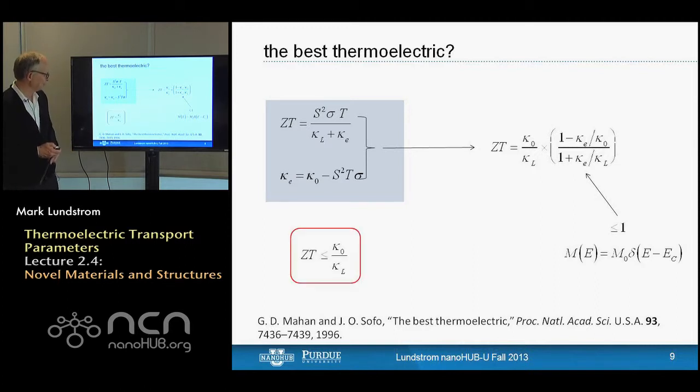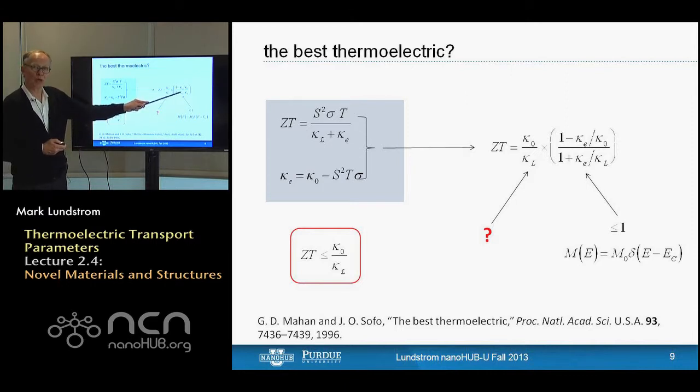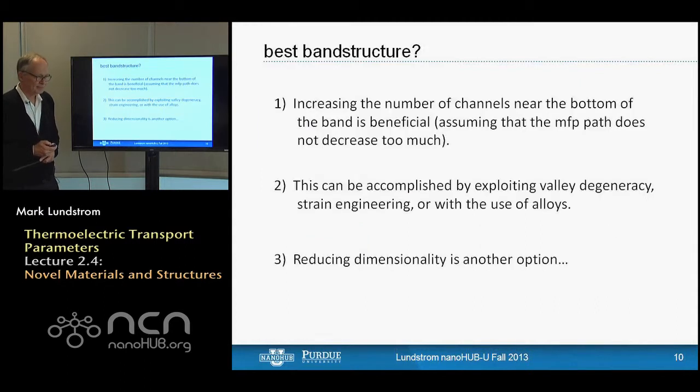Now, if we do that, what we're going to find out is that ZT is always then less than or equal to the ratio of these two thermal conductivities. And what we're going to find out, though, is that if you use a delta function, it does make the second factor 1, which is good, but it hurts the first factor even more. So a delta function is not the best choice, and it's still an open question, I think, as to what exactly the best choice still is.